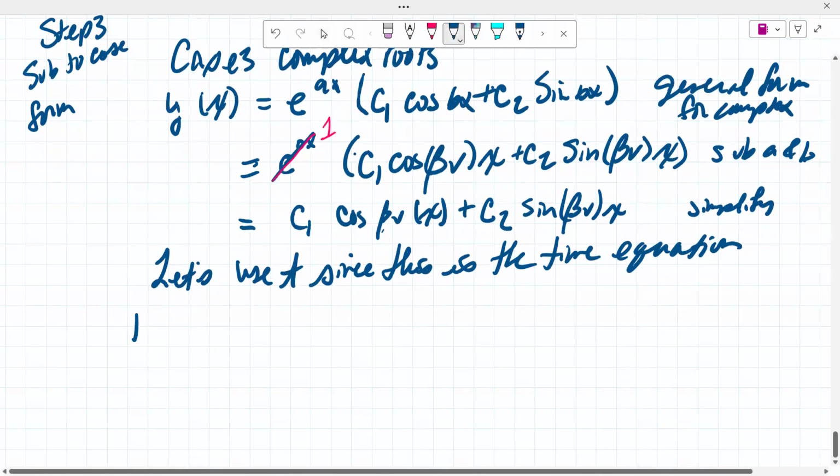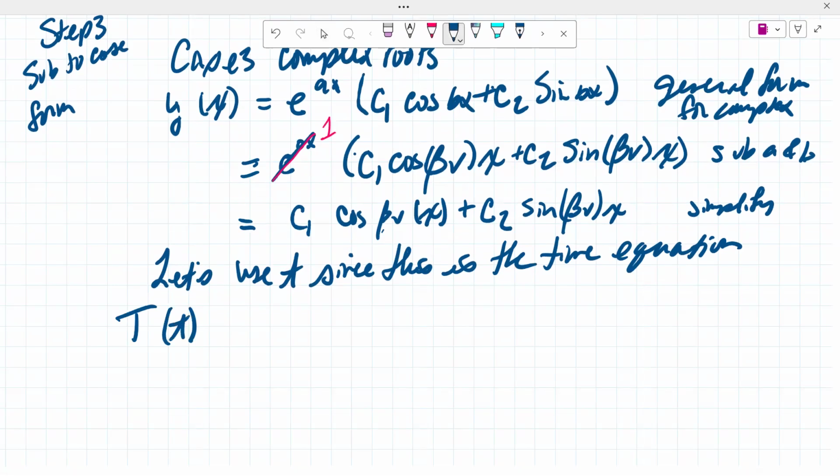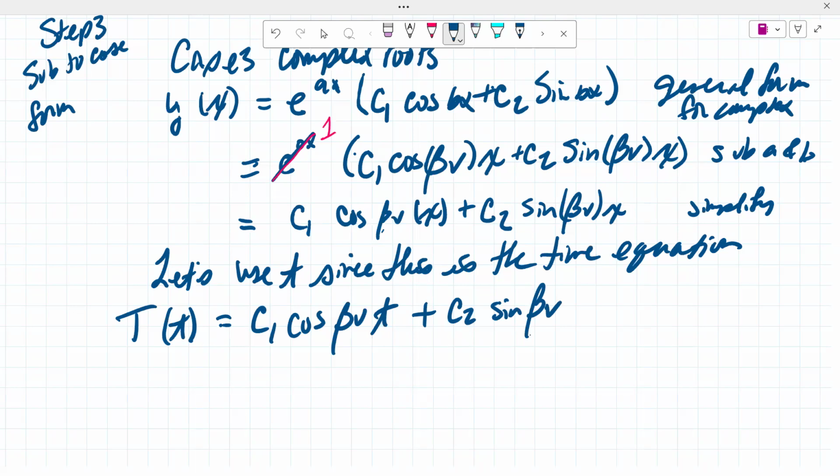So I'm just going to switch my variables up. T of t to use t instead of x. C1 cosine BVt instead of x plus C2 sine BVt. All right, that's just changing it. And now we have multiple constants, so let's combine.